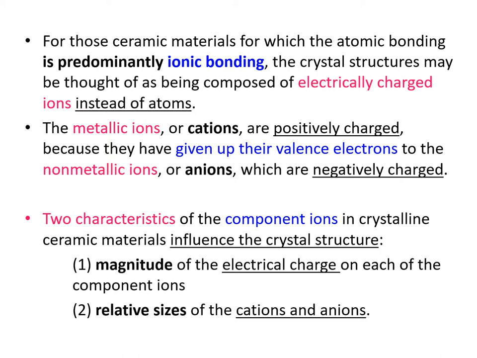For those ceramic materials for which the atomic bonding is predominantly ionic, the crystal structures may be thought of as being composed of electrically charged ions instead of atoms. The metallic ions or cations are positively charged because they have given up their valence electrons to nonmetallic ions or anions, which are negatively charged. For example, aluminium 3 plus is a cation, whereas oxygen with the charge of 2 minus is an anion.